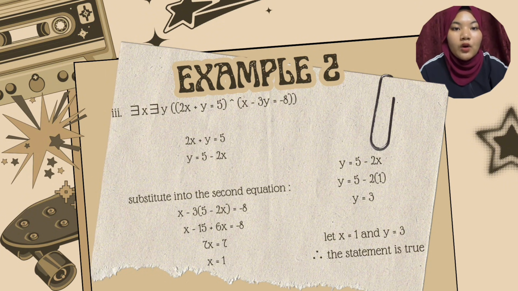After finding the value of x, we substitute x equals 1 back into the equation y equals 5 minus 2x to find y. y equals 5 minus 2 times 1, so y equals 3. Therefore, we have found values x equals 1 and y equals 3 that satisfy both equations. Since there exists a pair of values x, y that makes both equations true, we can conclude that the given statement is true.